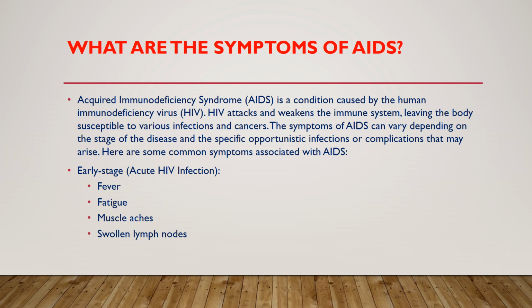What are the symptoms of AIDS? Acquired immunodeficiency syndrome is a condition caused by the human immunodeficiency virus. HIV attacks and weakens the immune system, leaving the body susceptible to various infections and cancers. The symptoms of AIDS can vary depending on the stage of disease and the specific opportunistic infections or complications that may arise. Here are some common symptoms associated with AIDS. Early stage, acute HIV infection: fever, fatigue, muscle ache, swollen lymph nodes.